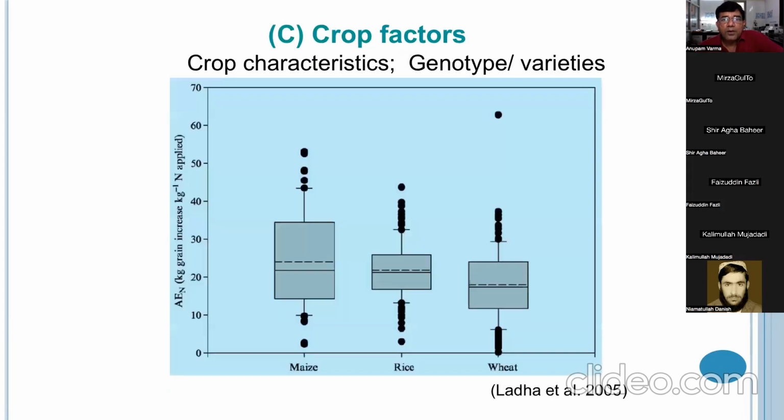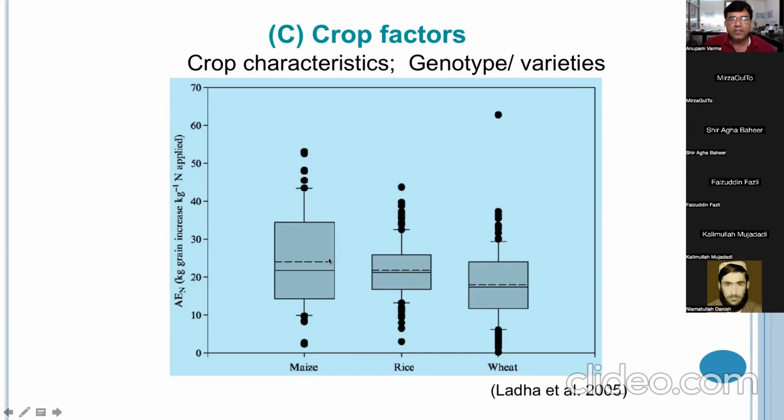Fine. Now we see crop factors. Some crops can utilize a particular nutrient in a better way than other crops. Similarly, some varieties are more use efficient than other varieties. Here you can see agronomic efficiency, kg grain increase per kg nitrogen applied. It depends upon the crop. Under identical conditions, the nutrient use efficiency of maize is higher than rice and wheat.